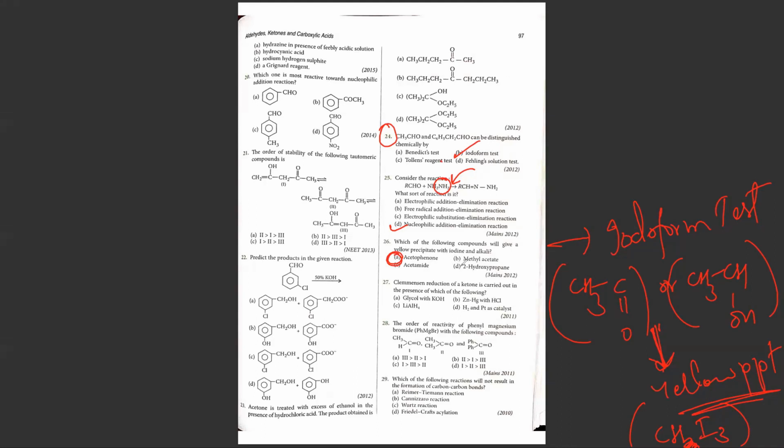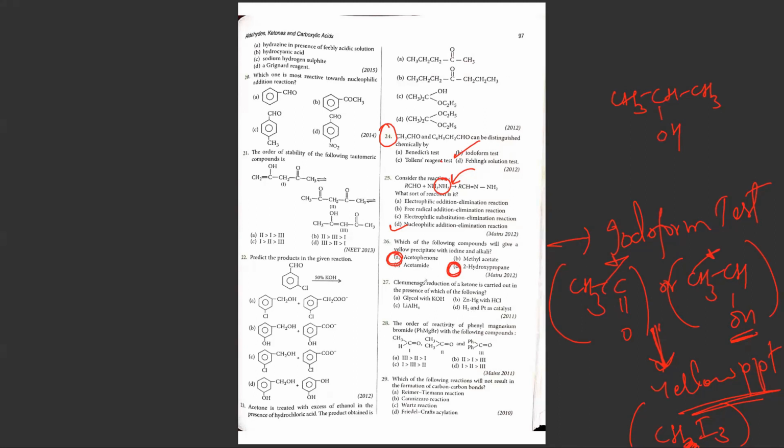One more option, D, 2-hydroxypropane. 2-hydroxypropane is what? CH3CHOHCH3, right? So this also can give you a yellow precipitate. Whenever you have a secondary alcohol-like compound or a ketone-like compound, they will give you a yellow precipitate. So here two answers are right, option A also, option D also.